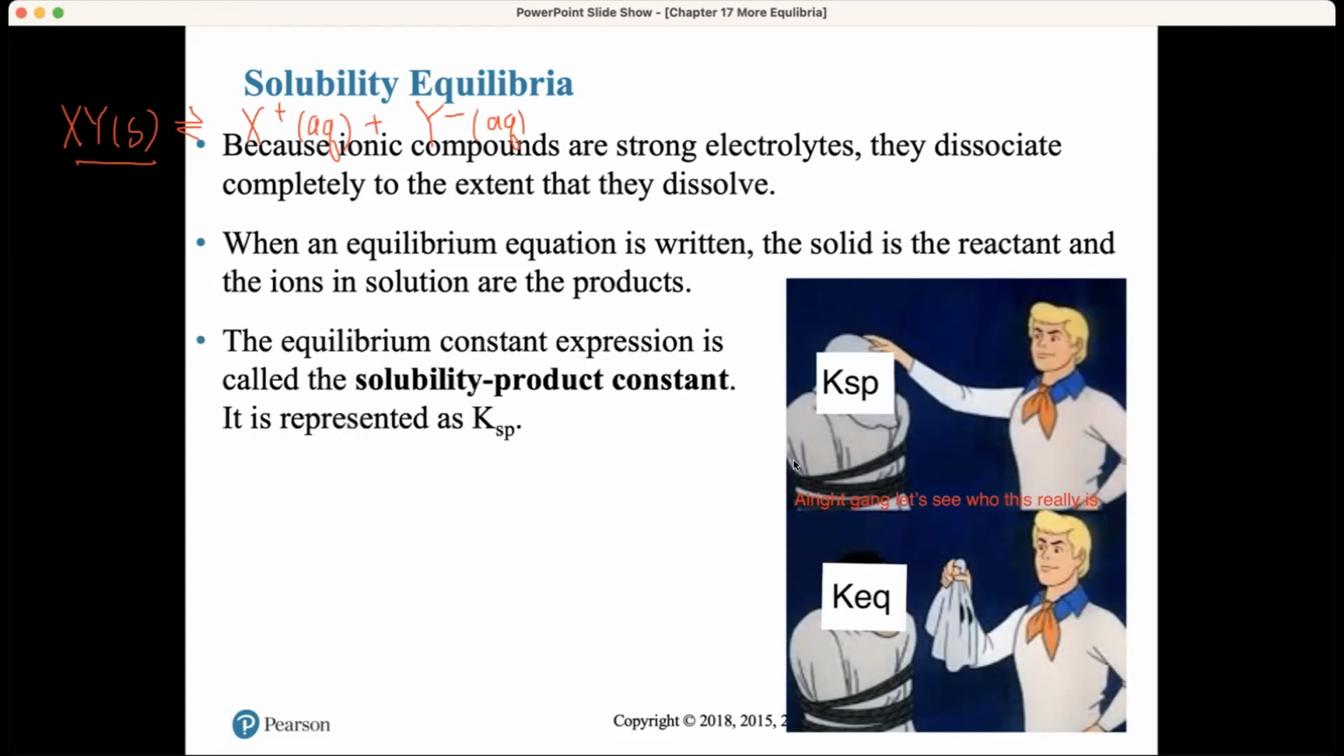So when we write this equilibrium, we call it the Ksp, or the solubility product constant. And again, it's going to be products over reactants. So for this fake compound right here, what would I write for the Ksp? Somebody who's brave on Zoom want to tell me. Again, it's always products over reactants every time.